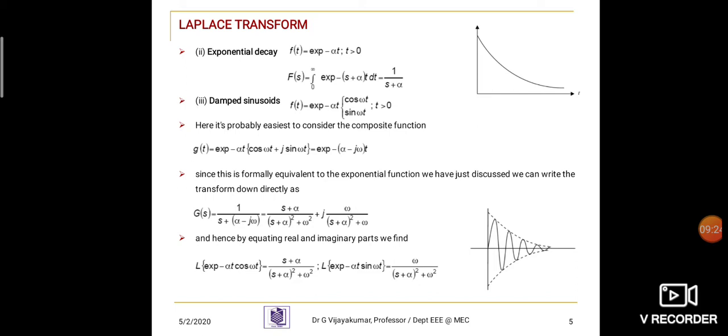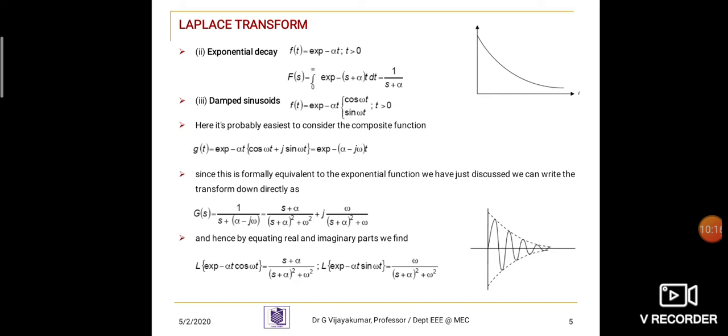as g of s is equal to 1 divided by s plus alpha minus j omega, that is equal to s plus alpha divided by (s plus alpha) squared plus omega squared, plus j of omega divided by (s plus alpha) squared plus omega squared. Just by cross multiplication you can obtain this equation, or otherwise using partial fractions we can obtain this g of s function, and hence by equating the real and imaginary parts we find that L of exponential of minus alpha t cos omega t is equal to s plus alpha divided by (s plus alpha) squared plus omega squared.